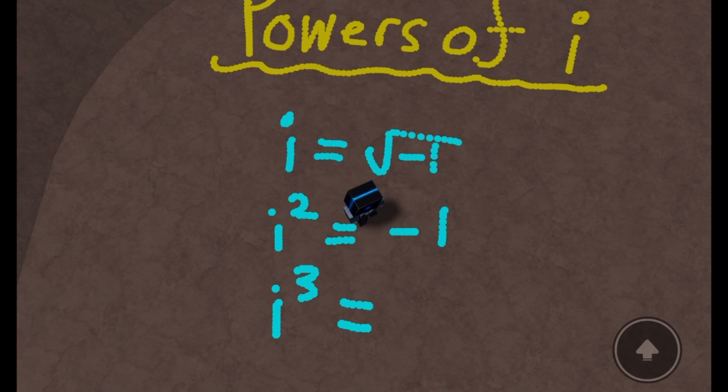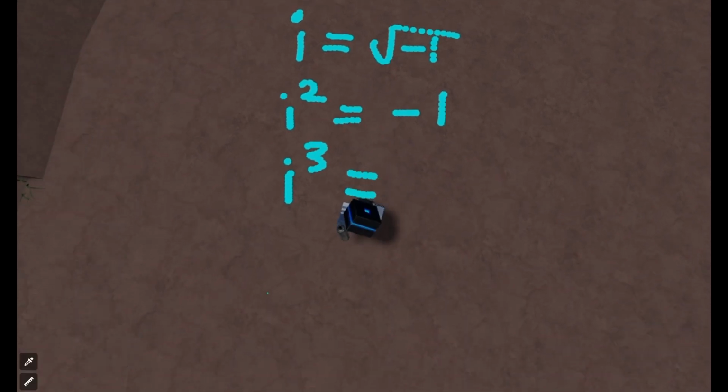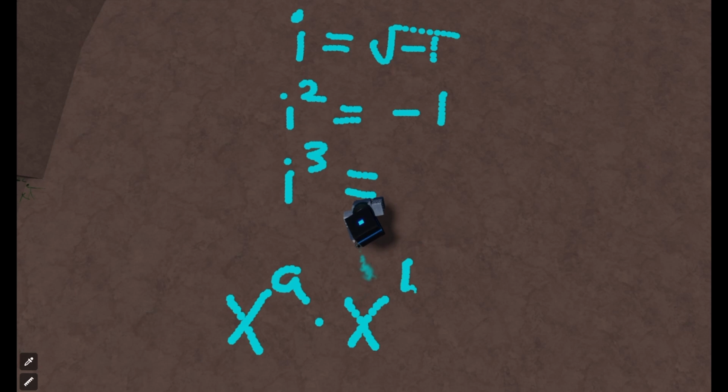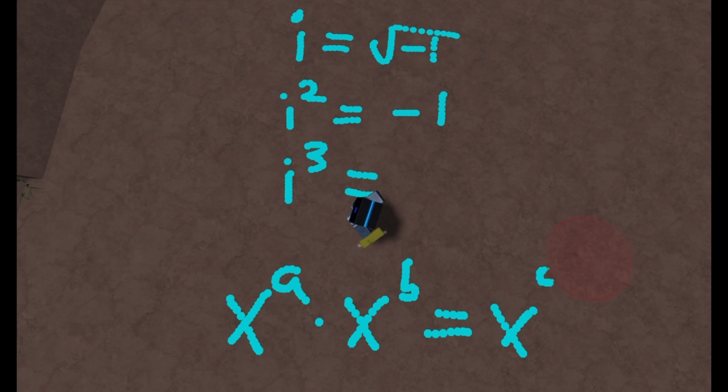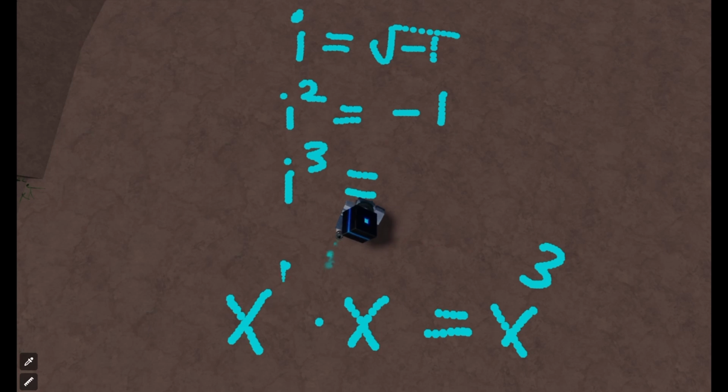Well, I'm going to use the property of exponents, and it goes like this. If you have x to the a power times x to the b power, that equals x to the a plus b. So if I have x to the third power over here, I can just split a and b as 1 and 2. So x to the first times x to the second equals x to the third.